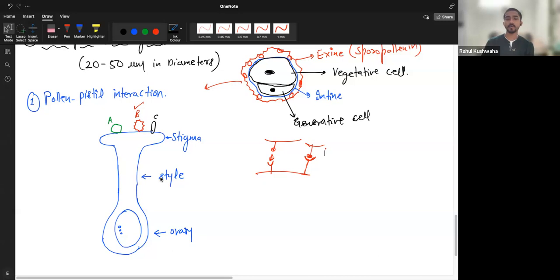Okay. And once this interaction is done, write down: this interaction helps the pistil to identify the right pollen belonging to the same species, and allows the formation of a pollen tube.